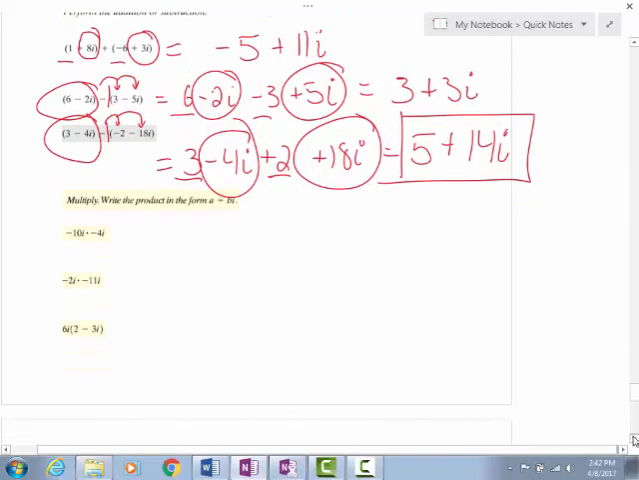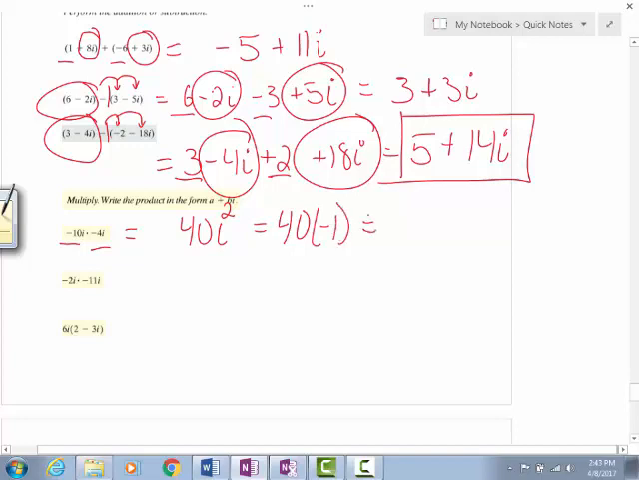And here it says to multiply, we're going to write it in the form a plus bi. I'll explain what that means in a minute. So again, I'm just going to multiply straight across. So negative 10 times a negative 4 is a positive 40. i times i is going to leave me with i squared. If you recall from the page before, we said i squared was equal to negative 1. So now 40 times negative 1 is just a negative 40.